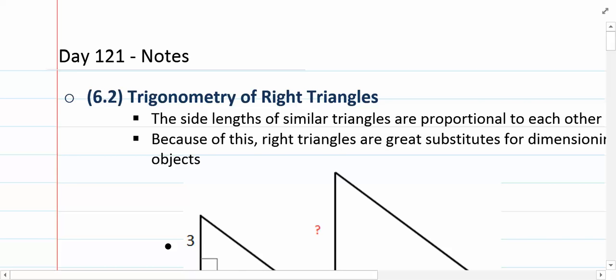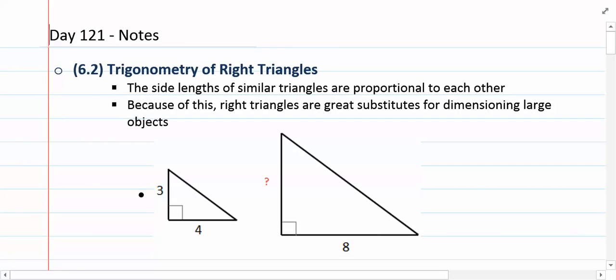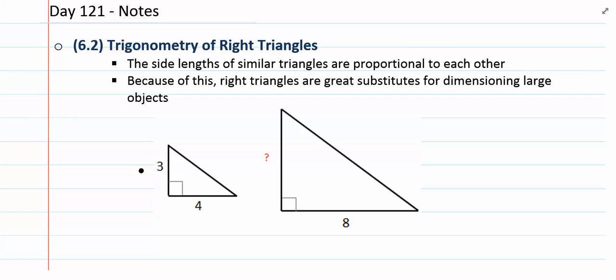Day 121 notes, pre-calculus. Today we move into a new unit in our class, and this unit covers trigonometry. We're starting with chapter 6.2, and we're going to look at the trigonometry of right triangles.